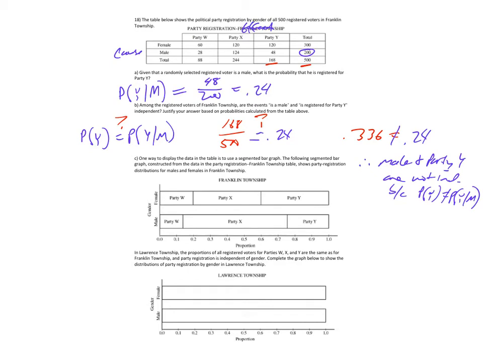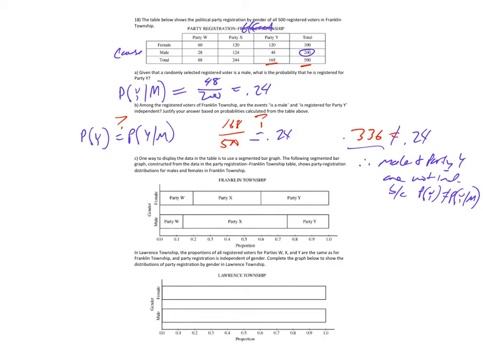So being a male clearly affected one's probability of being in party Y. Specifically here, the chance of being in party Y went down if you were a male, which means, of course, for females, the percent who were in party Y was higher than that 33.6. And specifically here, 40% of females were in party Y. Okay, so party Y was 33.6 total, and it was actually broken up as 24 and 40 by gender, which clearly means gender is playing a role in being in party Y.